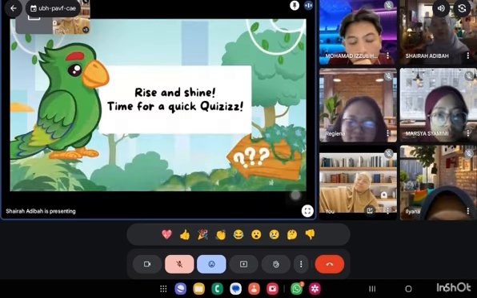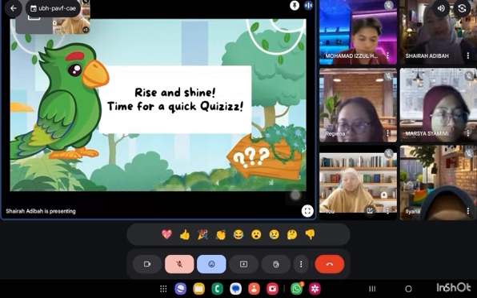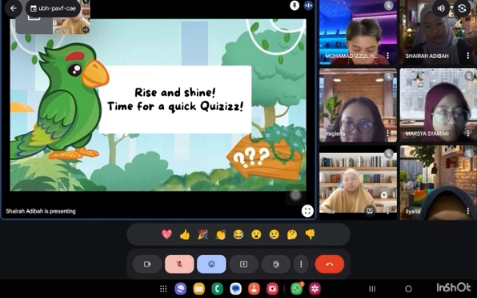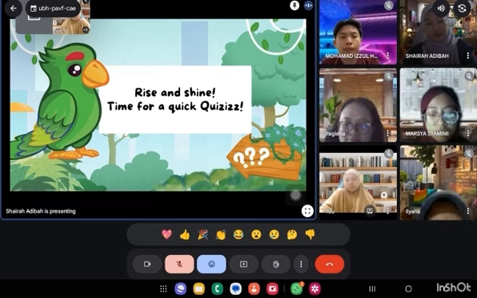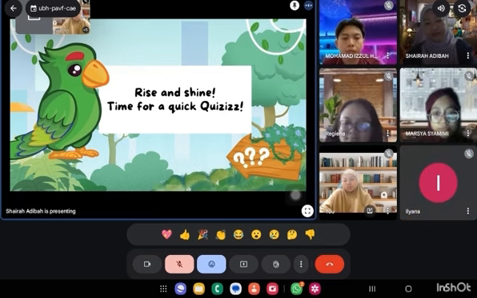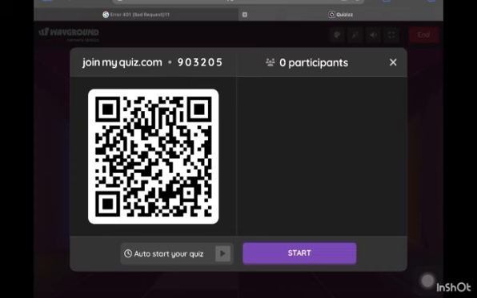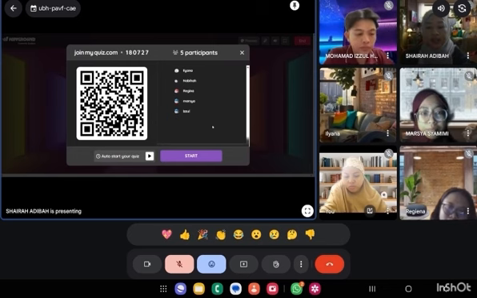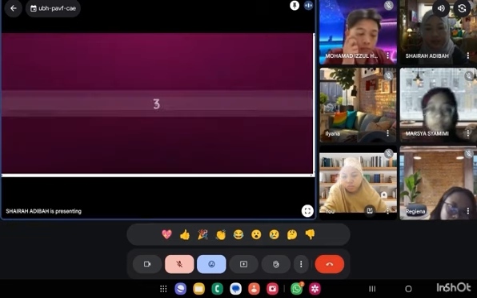Okay, so without further ado, let's proceed with our class today with the quiz questions. I've prepared some questions for you to answer, because I want to see whether you understand my lecture today. Students, you may join the quiz right now. You can enter the join code or scan the QR code. Okay, all of you already joined the quiz, so let's start right now.